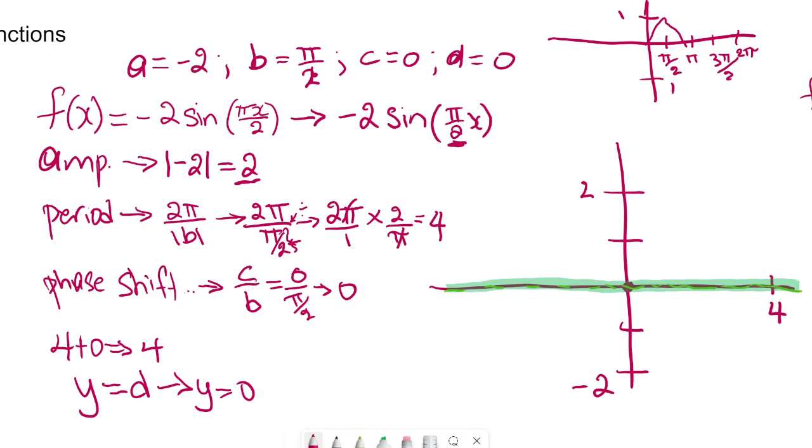Okay, so let me try to erase this. There we go. Not quite, right? Let's try this one more time. Okay, better. Alrighty. So when we start at 0, we go up to the highest point, then we go to 0, then back to the lowest point, and then back up. So this is what our graph for sine should look like.